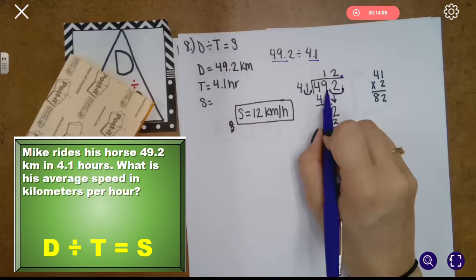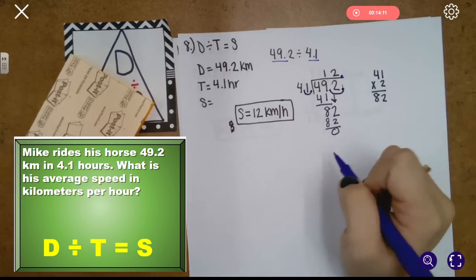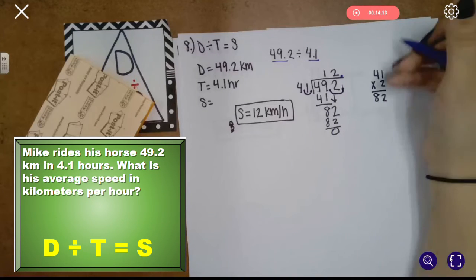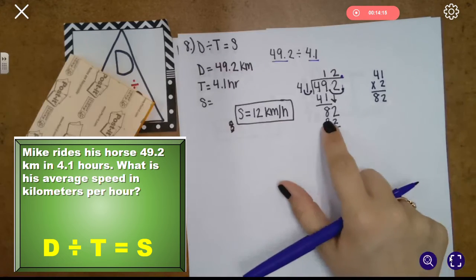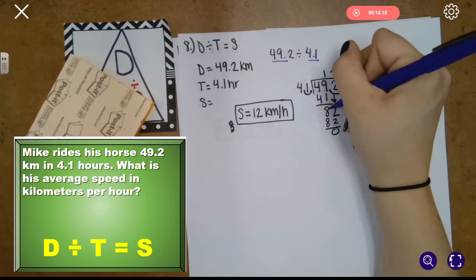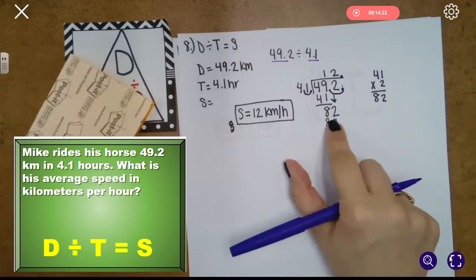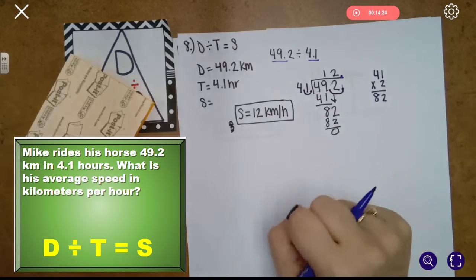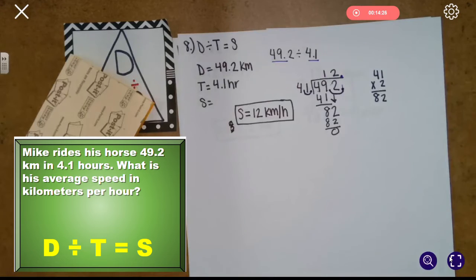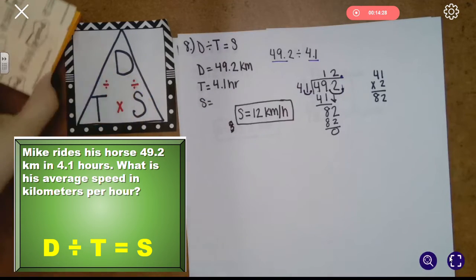41 can go into 49 once, subtract and get 8. Super easy. 41 times 2 is going to give us the 82 because we had 1 left over. Bring down our 2. 42 times 41 gives us 82. Subtract and get 0. Our speed was 12 kilometers per hour.